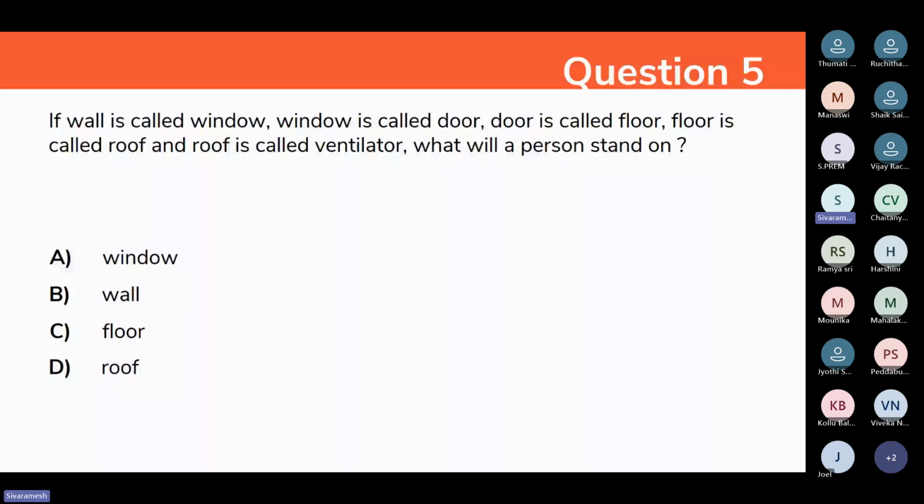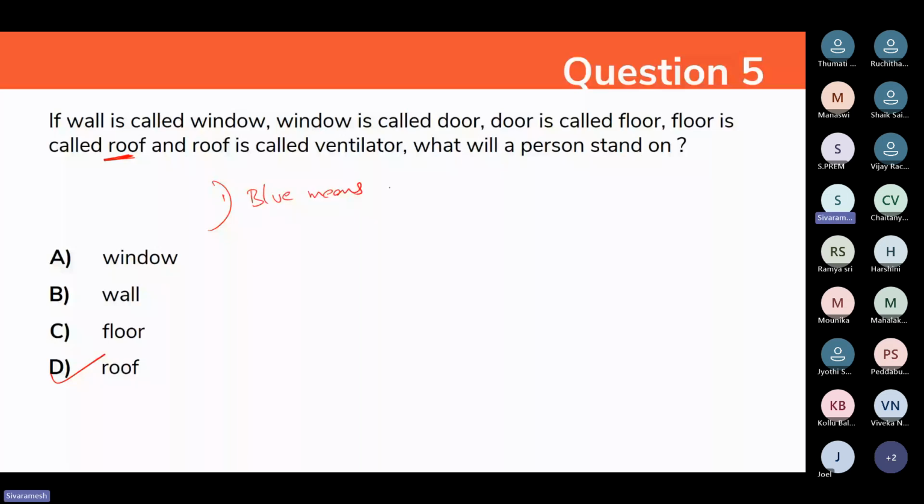Yes. Here, if you observe, if wall is called window, window is called door, door is called floor, floor is called roof, roof is called ventilator. What will a person stand on? Actually, a person stands on the floor, right? But in this question, floor is called roof. So the answer will be roof. Anyhow, this situation came up to solve these types of questions. I will just give you one more question. Try to answer.